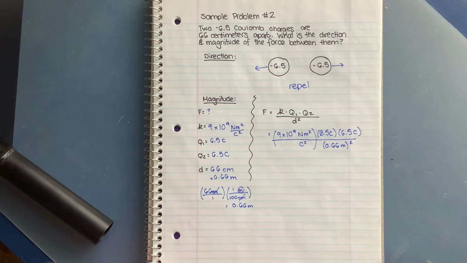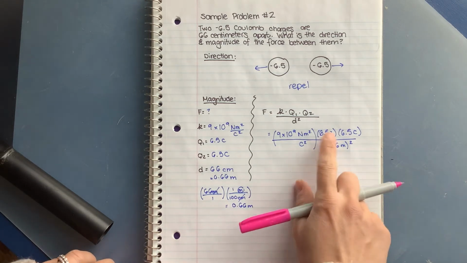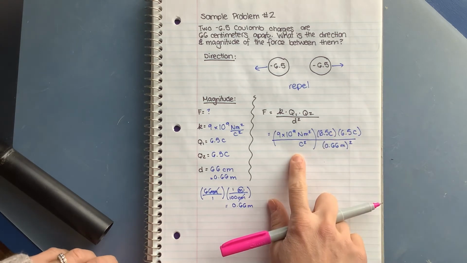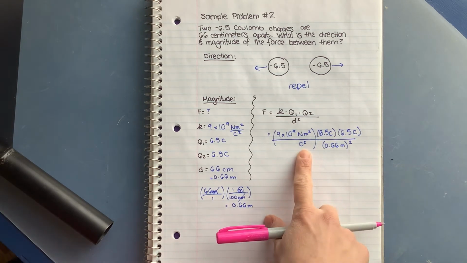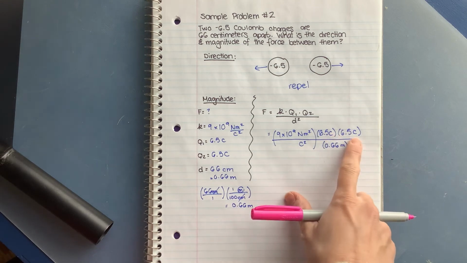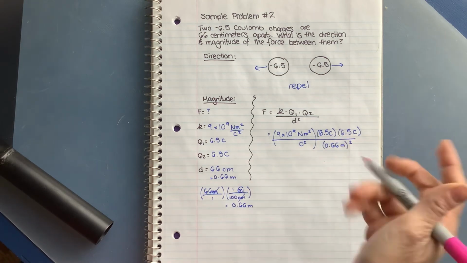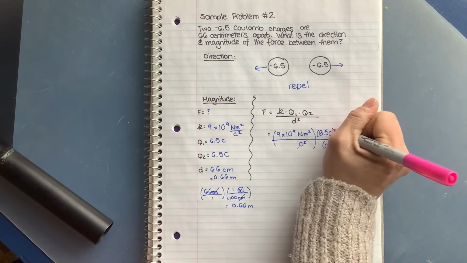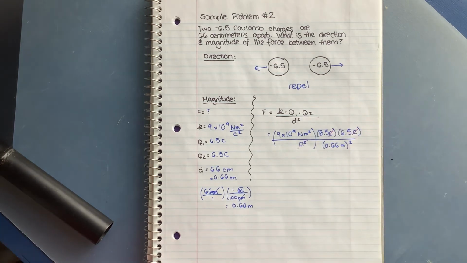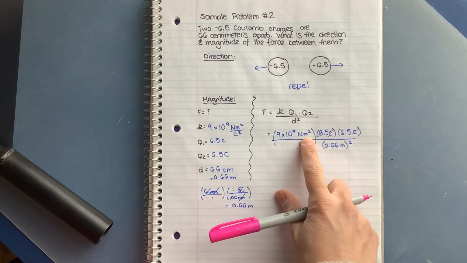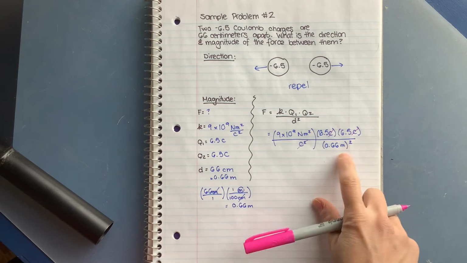So at this point, I'm going to pause and look at my units. I know that if I have units on the top and on the bottom, I can cancel them out. So here I have 2 coulombs, and here I have 2 coulombs. So those will all go away. And then here you have meters squared, and here I also have meters squared.